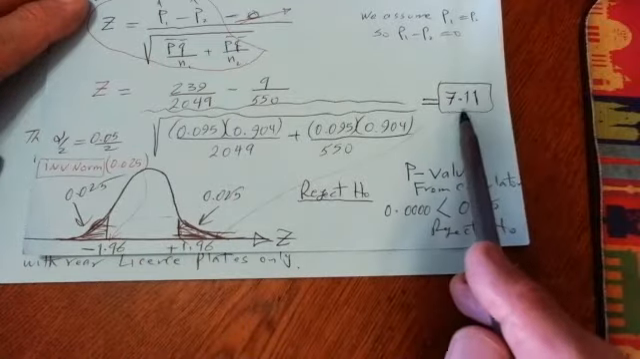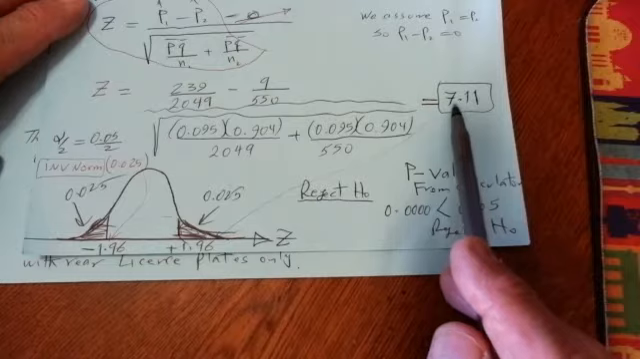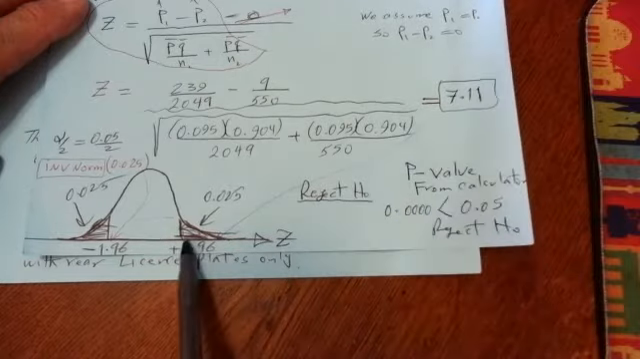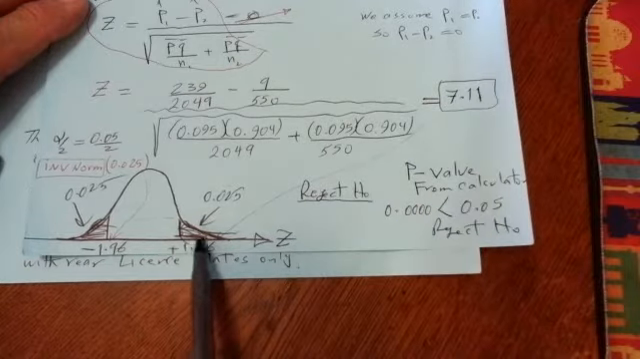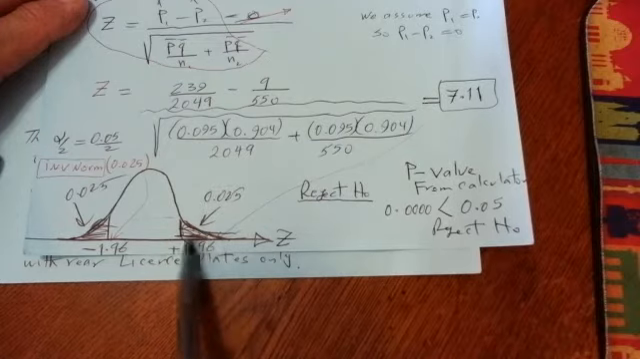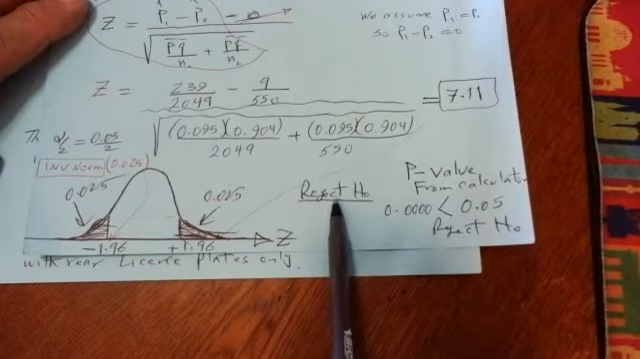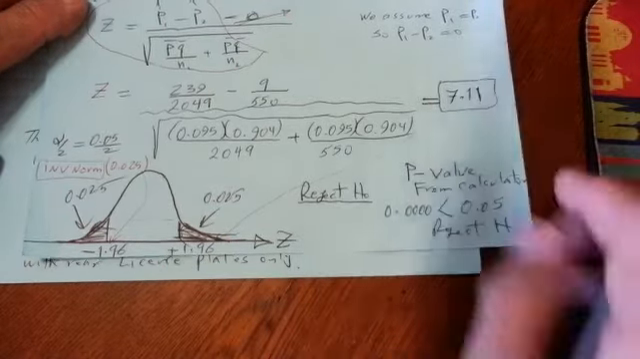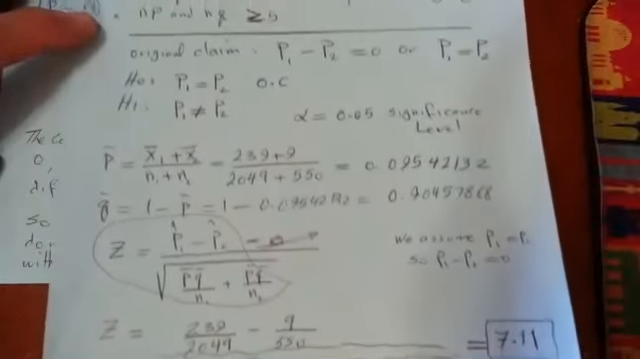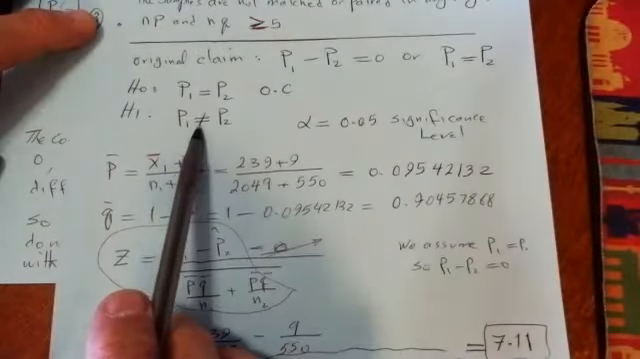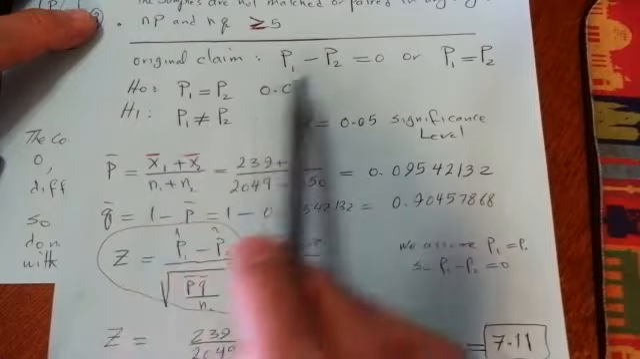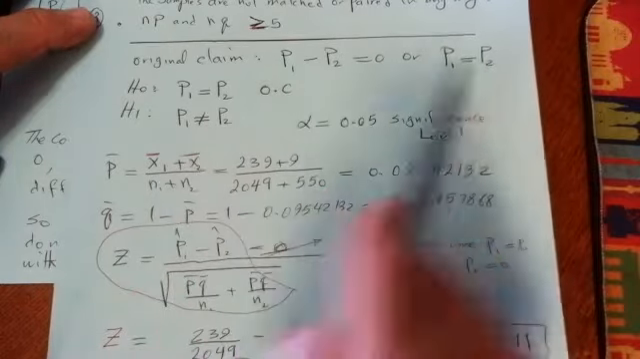Now 7.11, where does that fall? Does it fall into the critical area? Yes, because 1.96 is here, so 7 falls somewhere here. In the critical area, when we fall into the critical area, we always reject H0 and accept H1, which means we accept that. So we say no, populations are not equal.